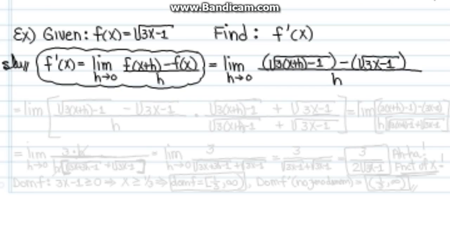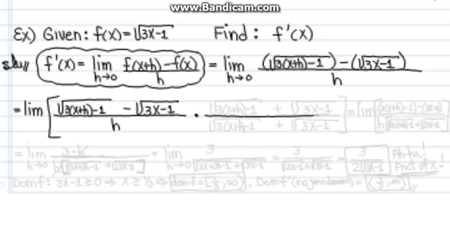Now this problem calls for multiplying the quotient by the conjugate of the top over the conjugate of the top, because if we don't do that, we're going to do direct substitution and end up with an indeterminate form of 0 over 0, which we don't want to deal with. So we multiply by the square root of 3(x plus h) minus 1 plus the square root of 3x minus 1 over itself. So you see, this is the conjugate of the numerator over itself.